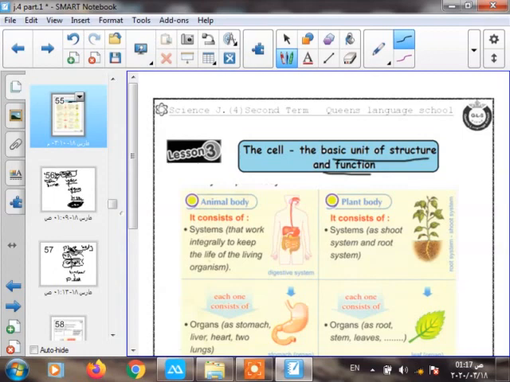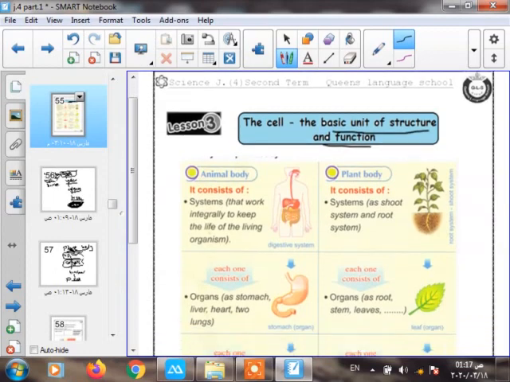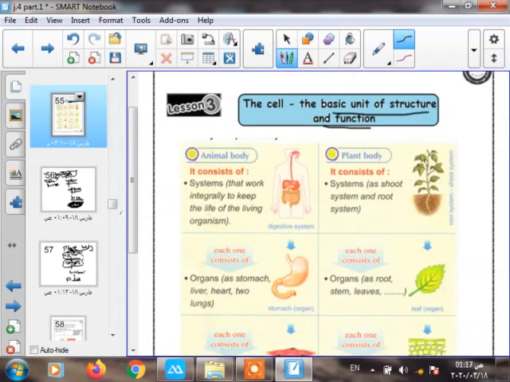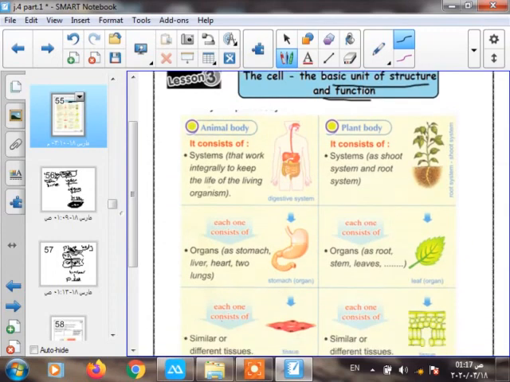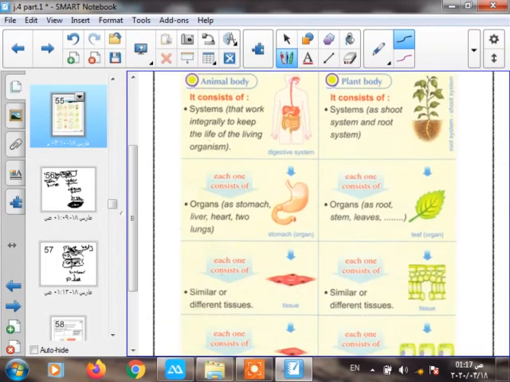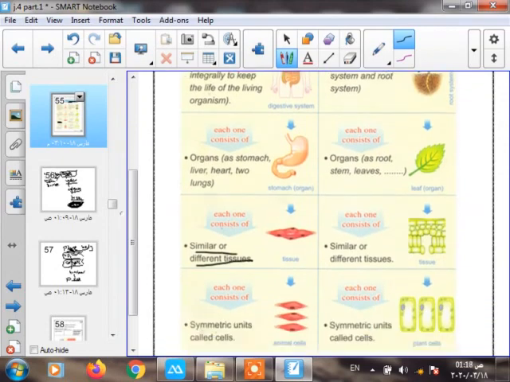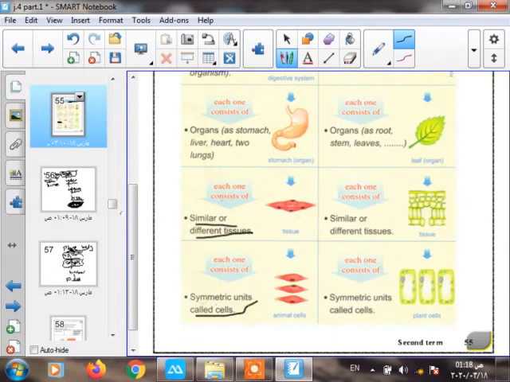Animal body consists of systems that work together integrally to keep the human alive. Each system is made of a group of organs like stomach, liver, heart, two lungs, respiratory system and digestive system. Each organ is made up of tissue, similar or different, and each tissue is made up of similar cells. This is called animal cell.